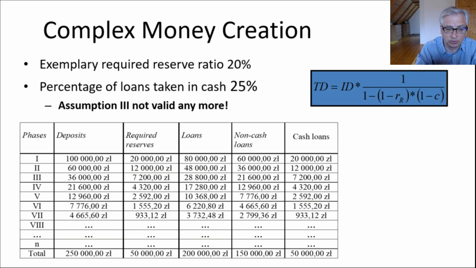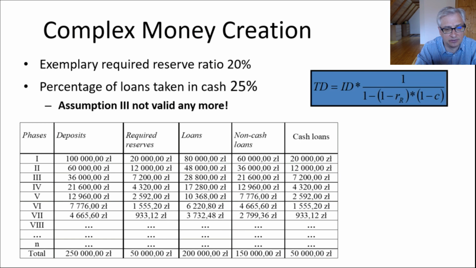If we know the required reserves, we know that deposits are 5 times bigger. So if required reserves are 50,000, deposits would be 250,000. 250 deposits minus 50 of required reserves is 200,000 for loans, and those 200,000 for loans would be divided into 150, three quarters for non-cash loans, and 50 cash loans. You can see that the amount of deposits and the amount of loans is now considerably lower.